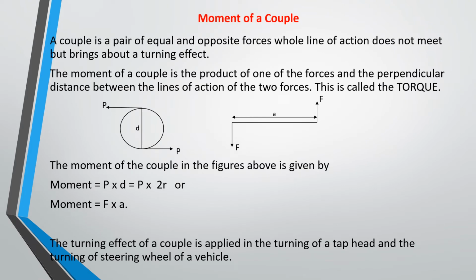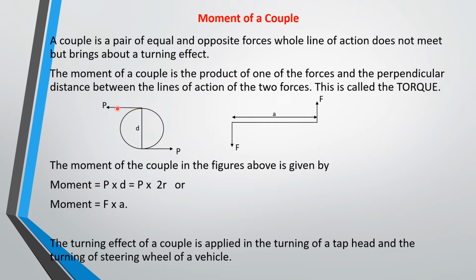Okay, so we are looking at the moment of a couple, and we are going to talk about torque and couple. So a couple is a pair of equal and opposite forces whose line of action does not meet but brings about a turning effect. Okay, their line of action does not meet but brings about a turning effect.